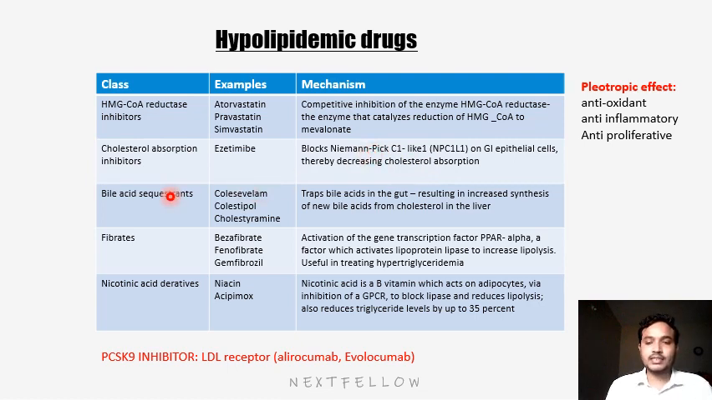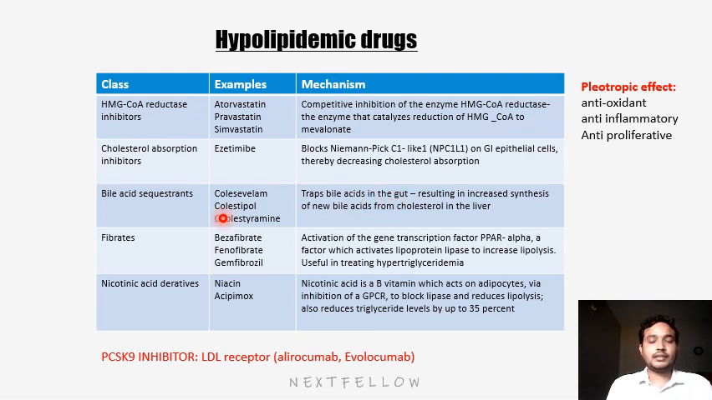Next is bile acid sequestrants. These are drugs like colesevelam, cholestyramine, colestipol. These drugs inhibit bile acid reabsorption. When they do, bile acid production in the liver will be elevated. To synthesize more bile acid, more cholesterol will be needed. So there will be more LDL and VLDL uptake from the peripheral blood. Therefore LDL and VLDL in the peripheral blood will be decreased.